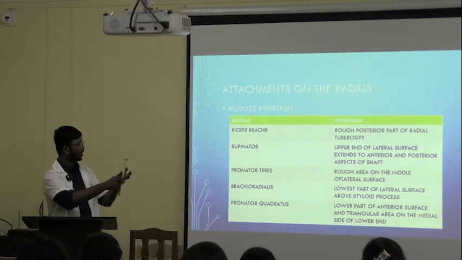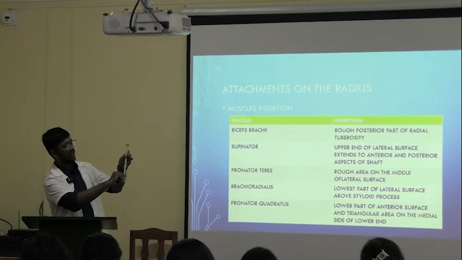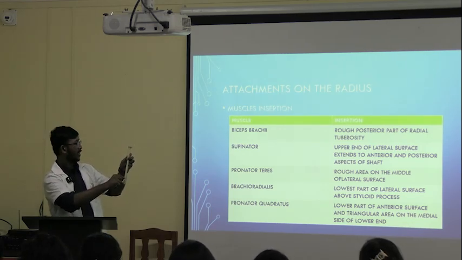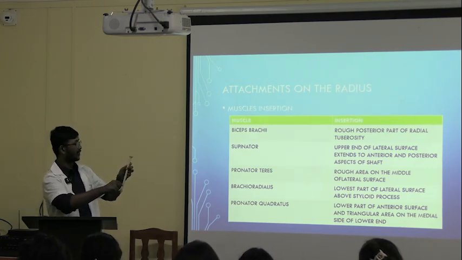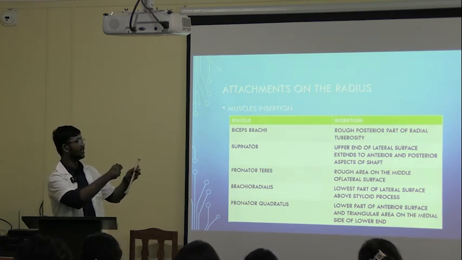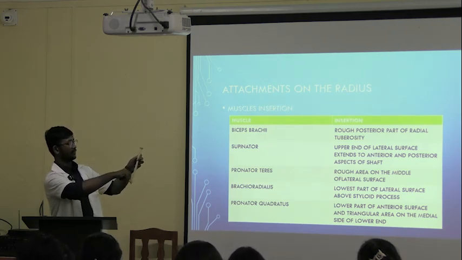Brachioradialis inserts in the lowest part of the lateral surface just above the styloid process. Here brachioradialis inserts. And pronator quadratus inserts in the lower part of the anterior surface and a triangular area on the medial side of the lower end. So this is the lower end. On the medial side, pronator quadratus attaches like this.